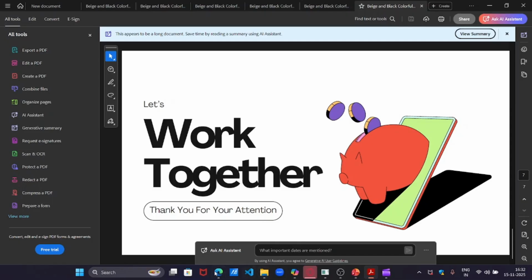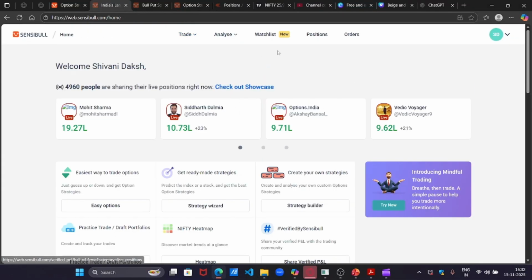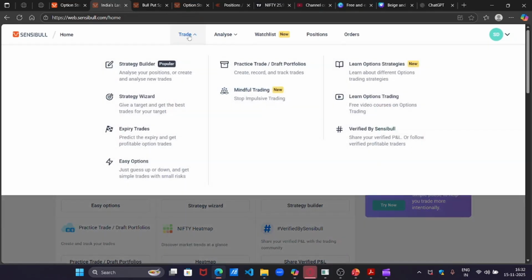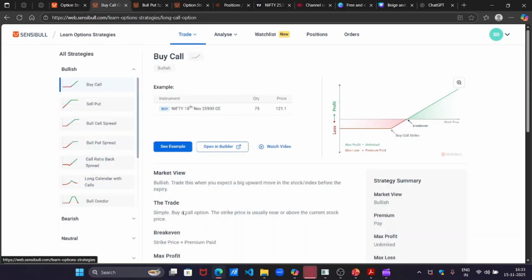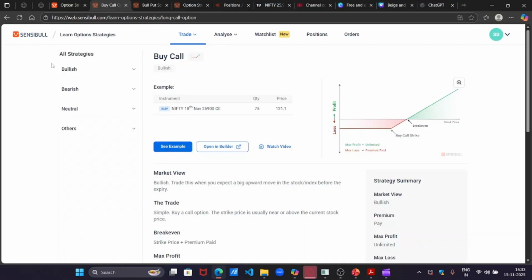Okay, let's check out the spreads here. I'll be using Sensible to create the spreads. If you go into Sensible and go to learn option strategies, here you can see sections divided if you are bullish, bearish, neutral, and others. So I'll go to bullish and bearish and we will see our spreads here.